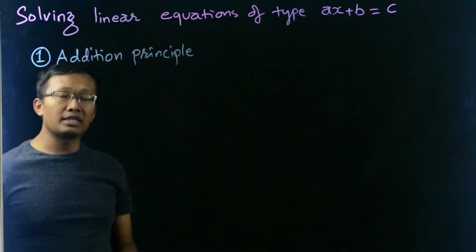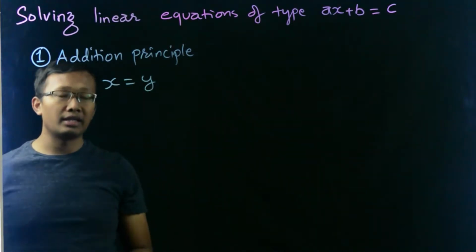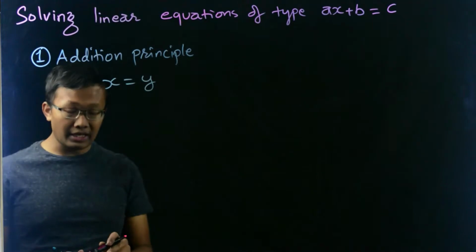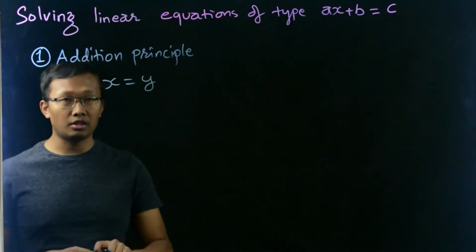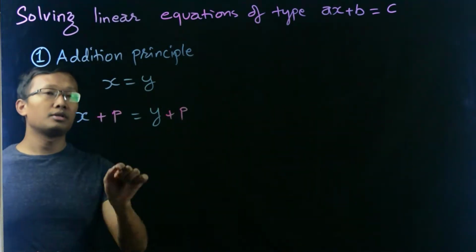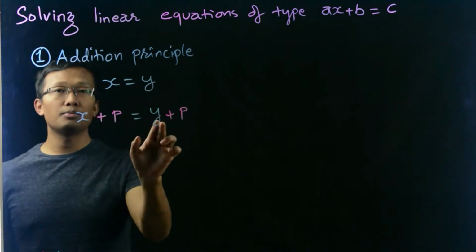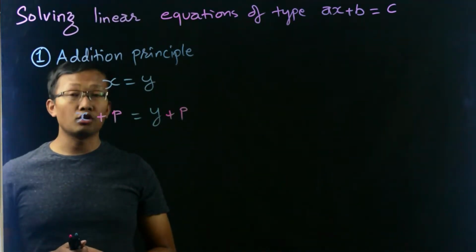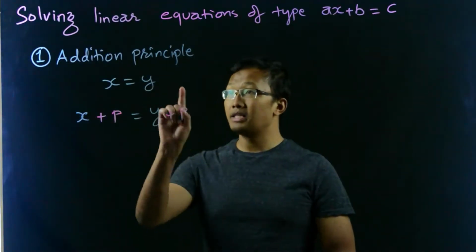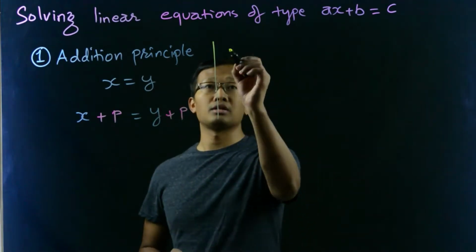This addition principle says that if we have an equation, then adding the same real number on both sides doesn't change or modify the equation. Here, let's suppose p is a real number and we add p to both sides of this equation. Then the solution of this equation doesn't change. By this principle, we will be able to solve these kinds of equations.